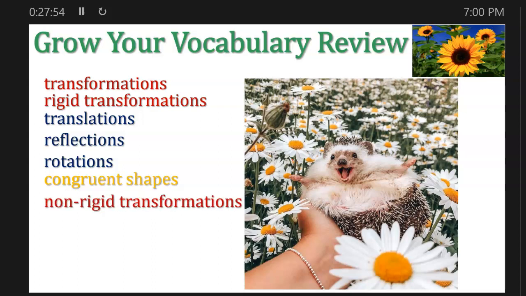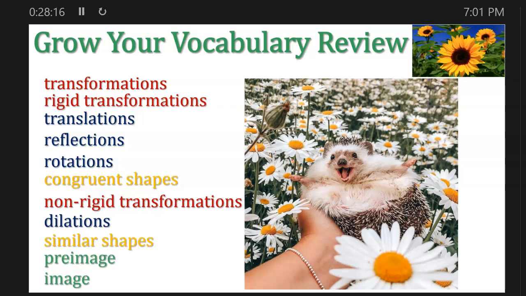Non-rigid transformations are those that do change the size of a shape. Non-rigid transformations include dilations, which enlarge or reduce a shape, making it bigger or smaller. This is going to create a similar shape instead of a congruent shape. Similar shapes are those where one is always bigger than the other, and the side lengths are proportional to one another.